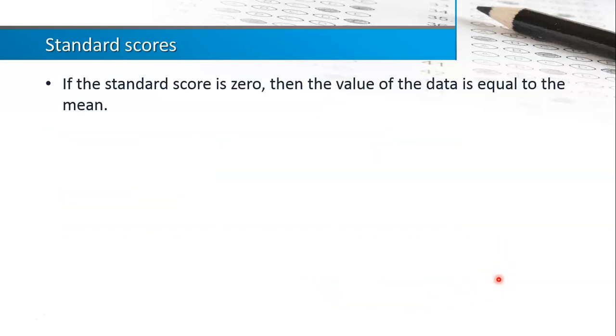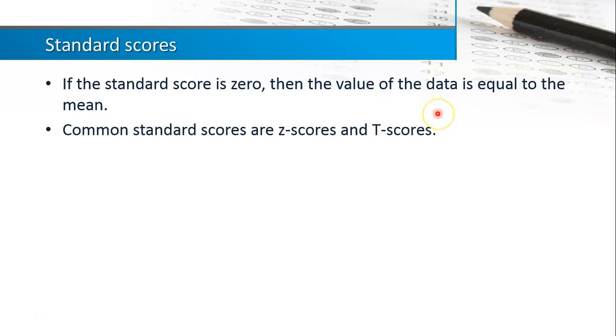Okay, so if the standard score is 0, then the value of the data is equal to the mean. The common standard scores are the Z score or T score. Normally we use the Z score, but sometimes you can get negative values, so it's better to use the T score.